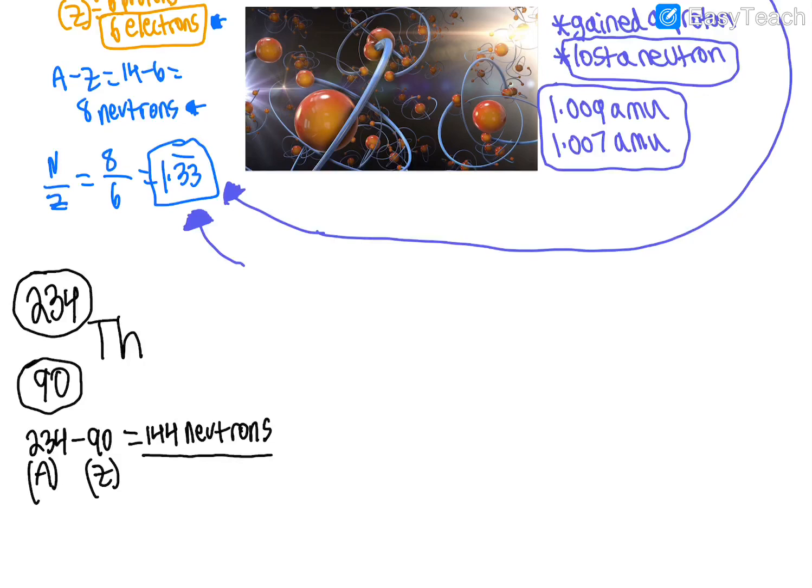All right, so to find the number of protons, you just look at the atomic number, the Z, which is the way you denote atomic number, and we see it's 90. So thorium-234 has 90 protons. All right. So now that we have this, let's calculate it. If you divide 144 over 90, you're going to get a value of about 1.6. All right. So this is the neutron to proton ratio for the nucleus of thorium-234.